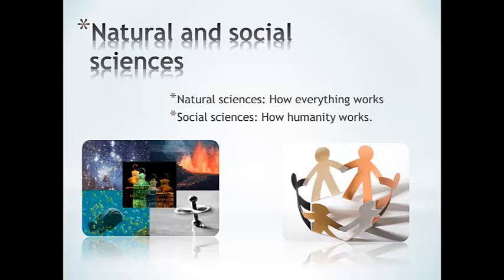The social sciences try to explain how humanity has developed, and how we coexist in a society. So, in a few words, social sciences describe how humanity works, and natural sciences how the rest of it works.